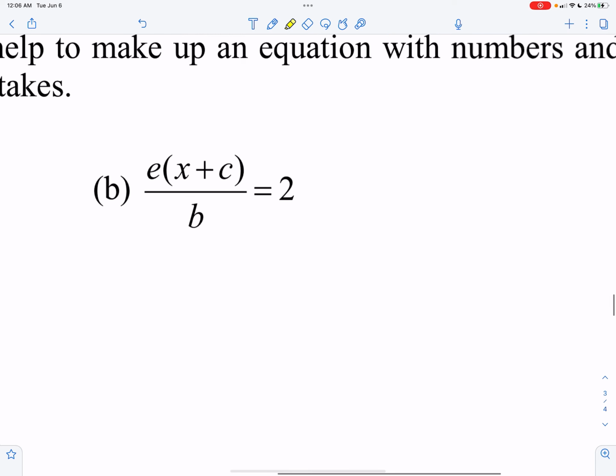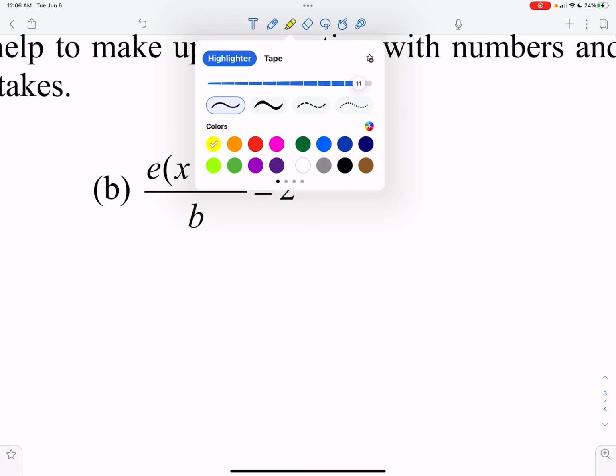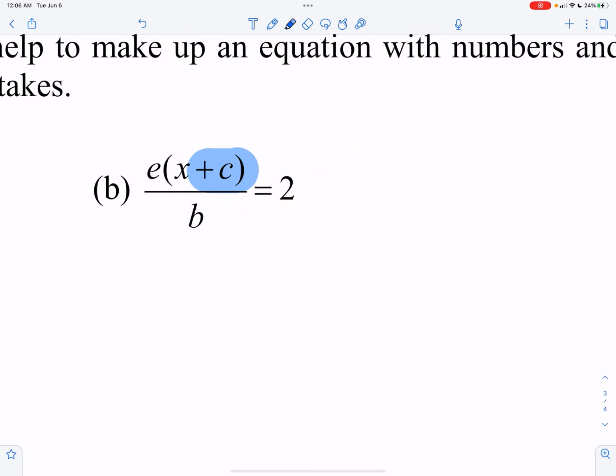Letter B. Well, how do I get x by itself? Well, look at what's going on here. X is being increased by c. That result is being multiplied by e. The whole result is then being divided by b. So let's start with the opposite of that. The opposite of dividing by b would be to multiply by b, both sides. Cancels, cancels.